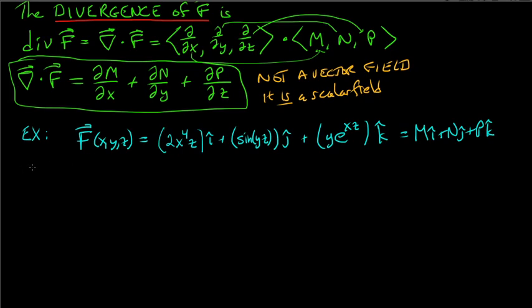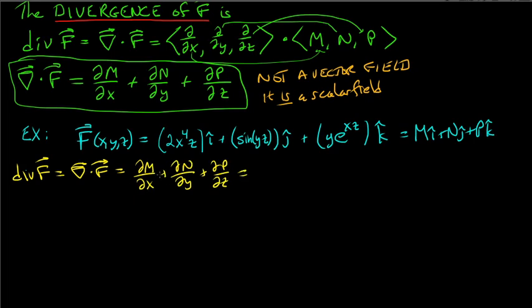So the question is to find the divergence. So let's calculate the divergence of f. Of course, you could take the curl as well, but maybe we'll do that later. Let's take the divergence, because it's much easier. So this is just the partial of m with respect to x, plus the partial of n with respect to y, plus the partial of p with respect to z. No i, j, or k here.